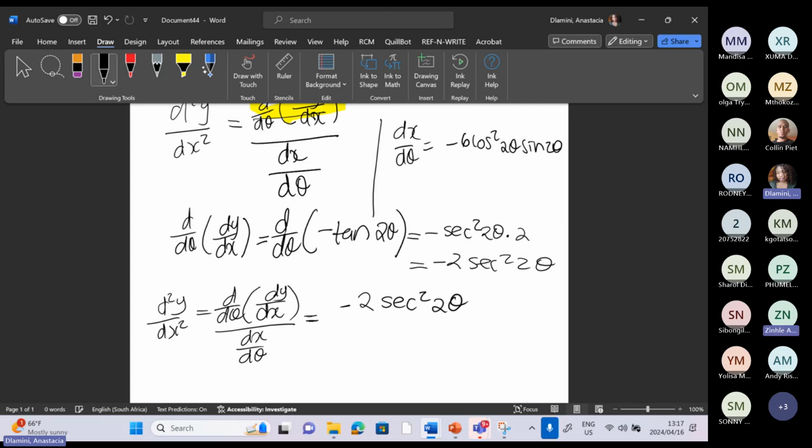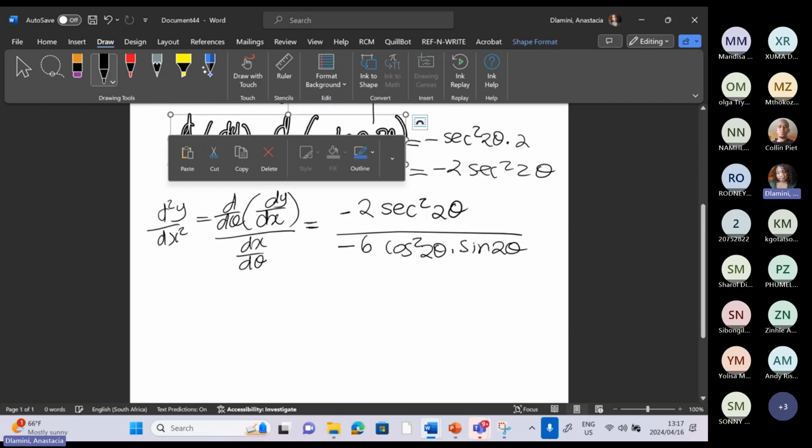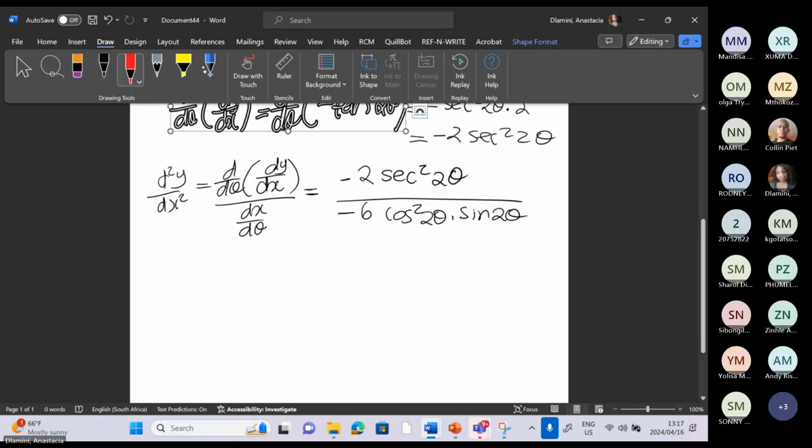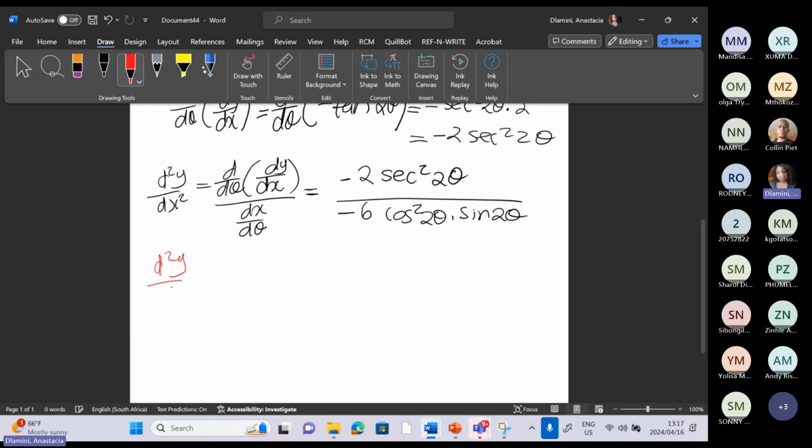Squared 2 theta over cos squared 2 theta times sine 2 theta. Okay, this is where we're debating, isn't it? Yes, ma'am. Now I'm sweating. Forgive me, my great-grandchildren. I was forced to write this in 5 minutes. So this is what I got. It's 3 cos to the power of 4 2 theta times sine 2 theta.